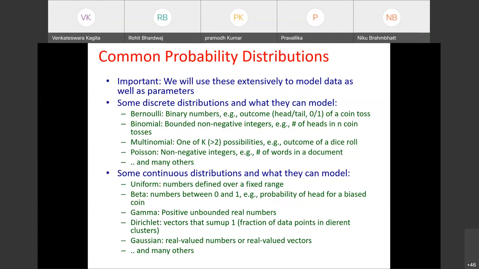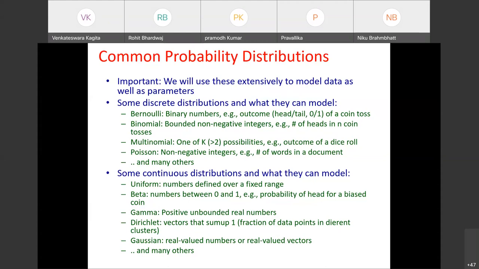Binomial distribution can model bounded non-negative numbers, for example the number of heads in n coin tosses. Multinomial is an extension of binomial. In the binomial case, we take only binary values, one of two possible values, like heads and tails. Whereas in multinomial, we can take more than two values. We'll see the example. Poisson distribution is for non-negative integers, for example if you want to count the number of words in a document. And there are many other discrete probability distributions.